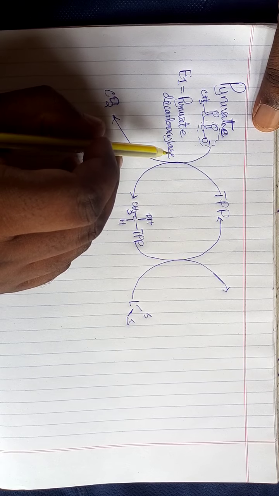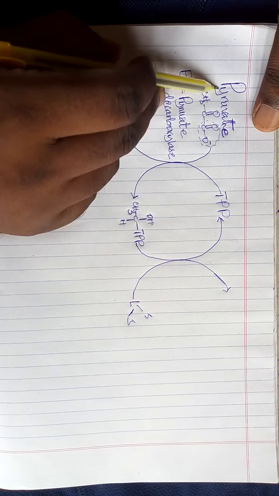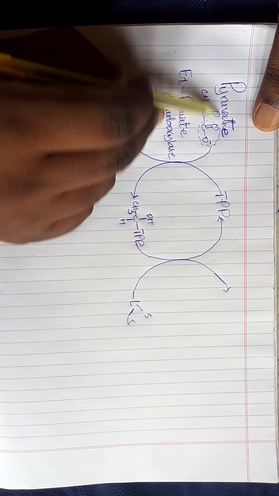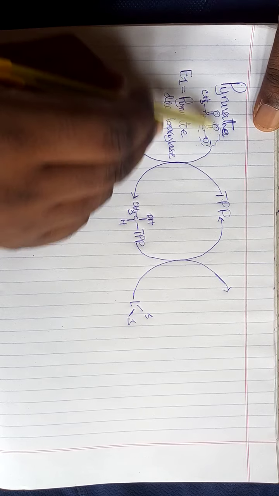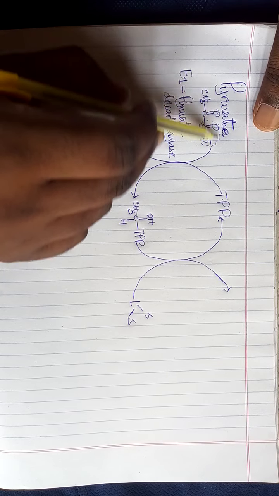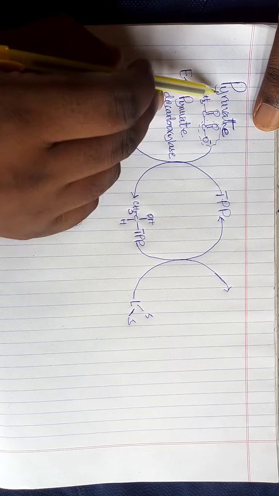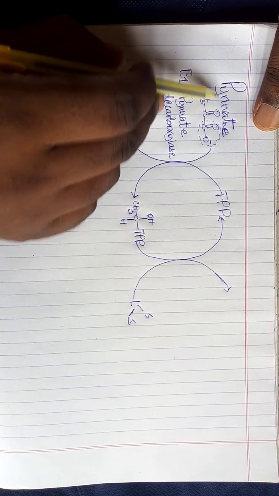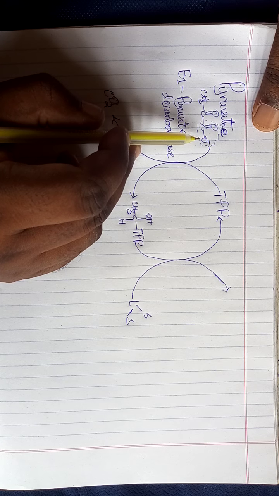Pyruvate dehydrogenase complex is an enzyme that converts the pyruvate into acetyl-CoA. Pyruvate, which has been produced in the cytosol after glycolysis, is converted to acetyl-CoA, which is introduced to the mitochondrial matrix for the Krebs cycle.